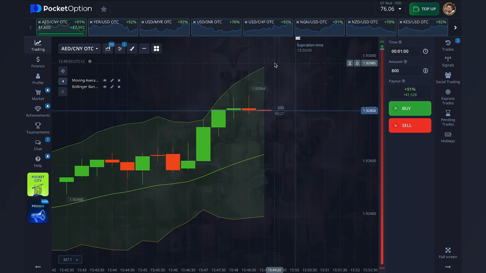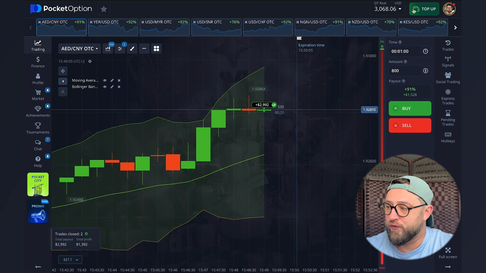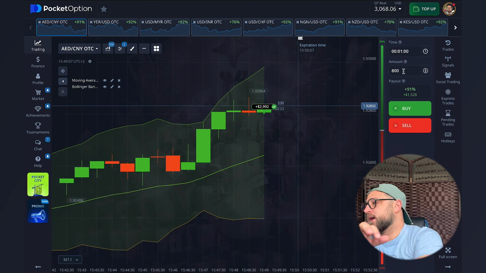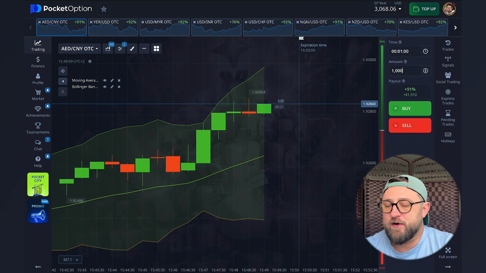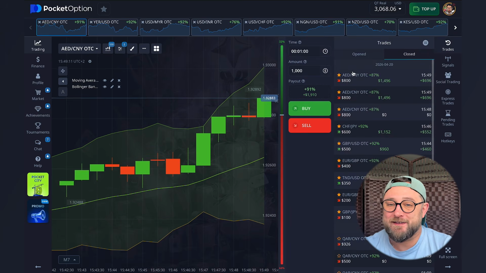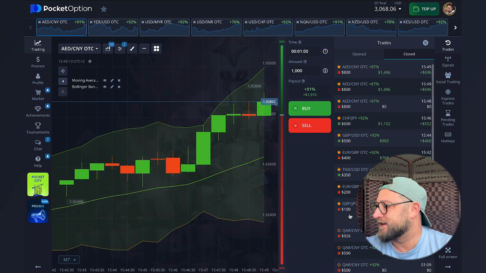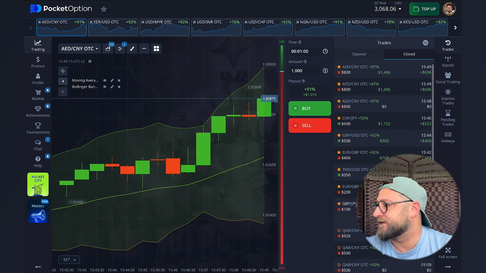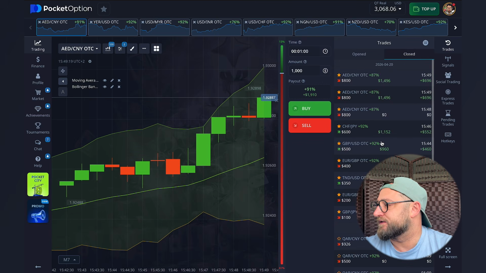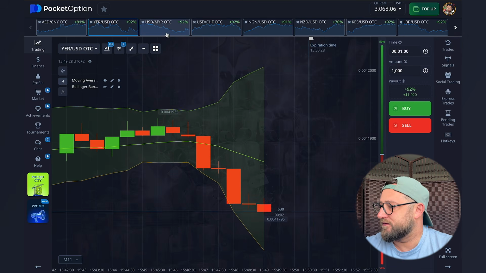This one is important. Boom. Boom, boom, boom. Guys, 3,000. Let's increase to 1,000 trade. After this risk, you see our result. It's great result, guys. This is the really great result.